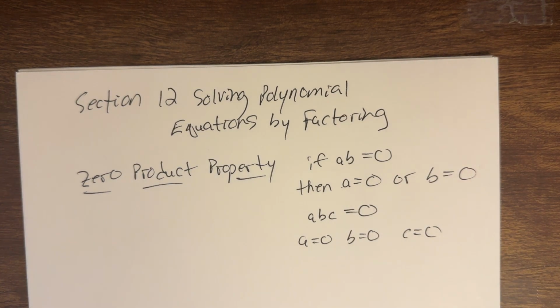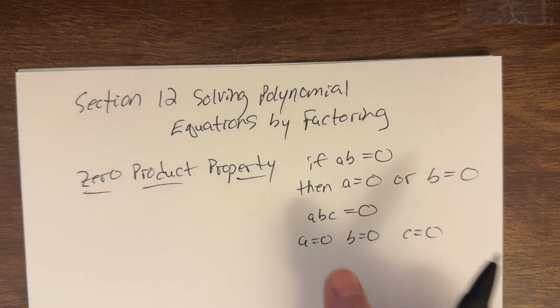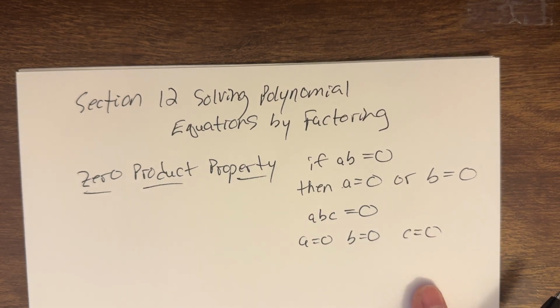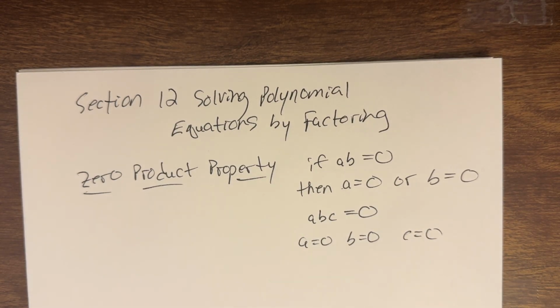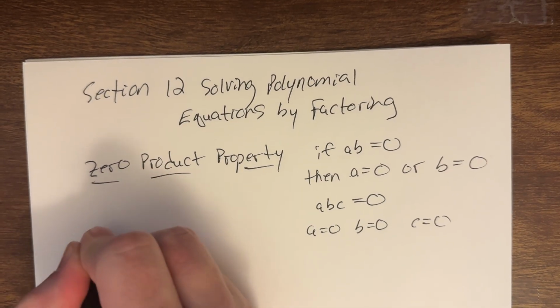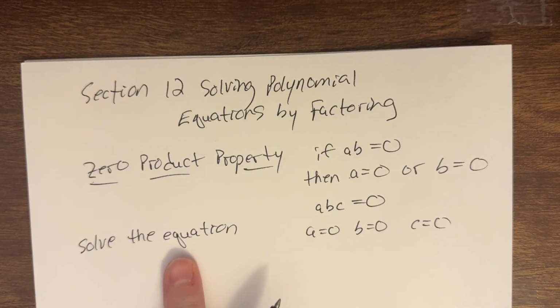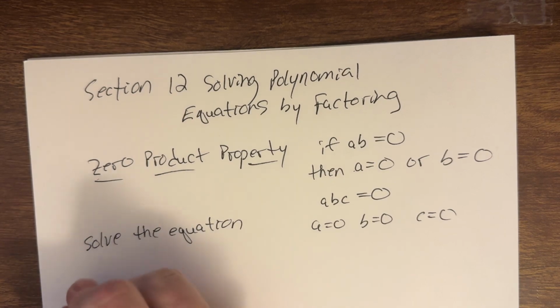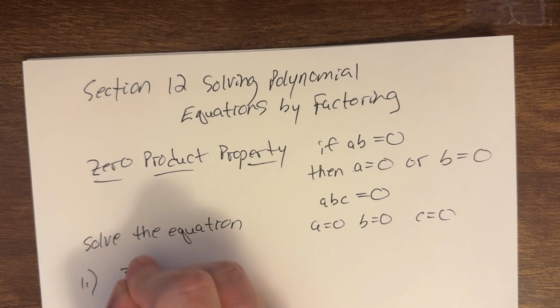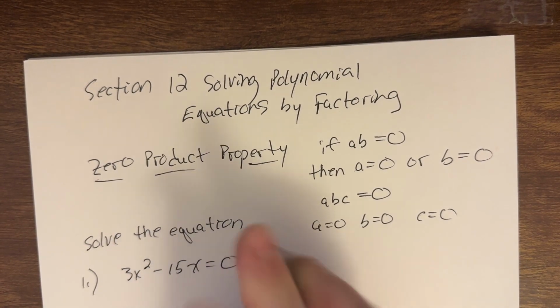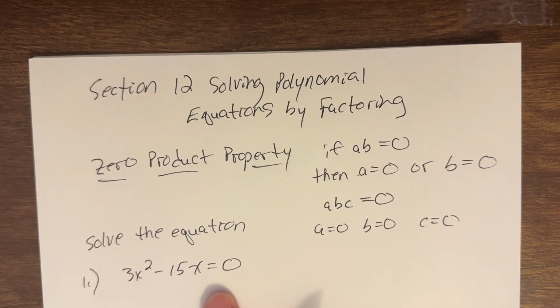That's the idea. So now that we have the idea, the rest of this video in part 1, we are going to get a lot of practice going through and doing this and seeing some of the little nitty-gritty points to make sure you're aware of. In part 2 in this section, we will get into word problems. But again, we'll get into that in part 2. So let's start off. Solve the equation. We are looking to solve the equation, and problem number 1 is 3x squared minus 15x equals 0.